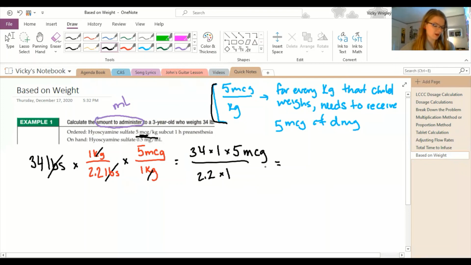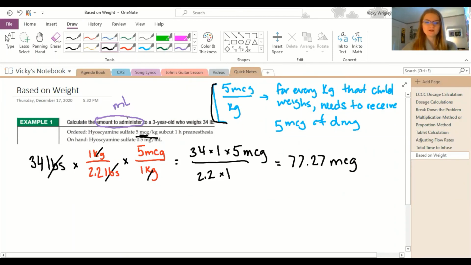Okay, and this here, if we do this multiplication, will give us 77.27 micrograms. So this is your desired dose. The child needs to receive 77.27 micrograms of the drug.